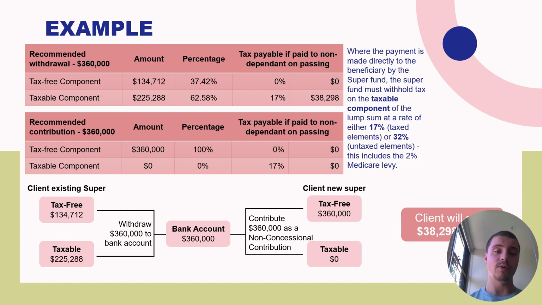Now, what we're going to do as part of this strategy is take out the $360,000 in full and recontribute the $360,000 back in. When we're putting the money back in, because it's classified as a non-concessional contribution, 100% of our new contribution forms part of the tax-free component, as you can see there. So there's no money in the taxable component, which has resulted in that massive tax saving to our client of $38,000. Of course, the client won't see this benefit whilst they're alive, but their beneficiary certainly would.